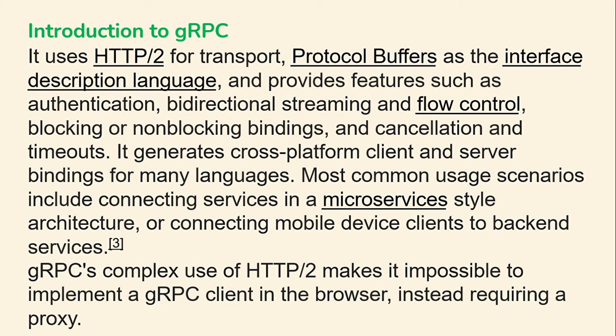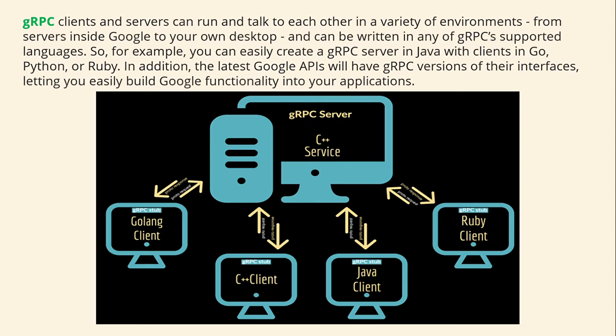gRPC's complex use of HTTP2 protocol makes it impossible to implement a gRPC client in the browser. So to use it, you have to use a proxy if you are trying to use it on the browser. Now, gRPC clients and server can run and talk to each other in a variety of environments, from server inside Google to your own desktop, and can be written in any language. So for example, you can easily use gRPC server in Java with clients on Go, Python, Ruby, and in addition, the latest Google API will have gRPC version of their interfaces, letting you easily build Google functionality into your applications.